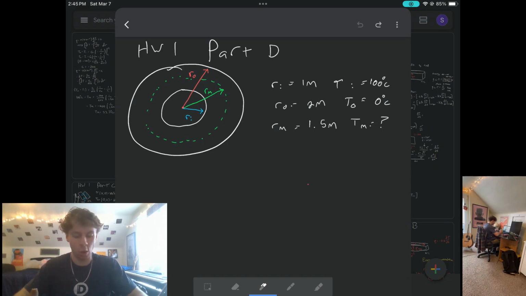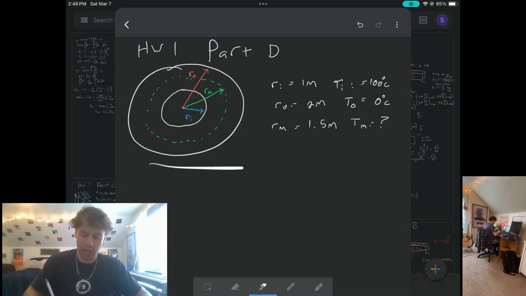Okay, this is homework 1, part D. So, in this problem, we are given a spherical shell with an inner radius of 1 meter and an outer radius of 2 meters. The inner surface is at 100 degrees Celsius, while the outer surface is at 0 degrees Celsius. How can we find the temperature at the midpoint, at radius equals 1.5 meters, given that we have uniform thermal conductivity?